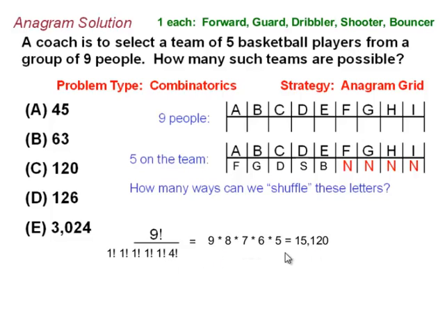And actually, you may recognize this math. This is the math we did initially when we just thought about selecting 5 people to be on the team. So this shows how the answer could be 15,120. All the players would have to be different. Order would have to matter.